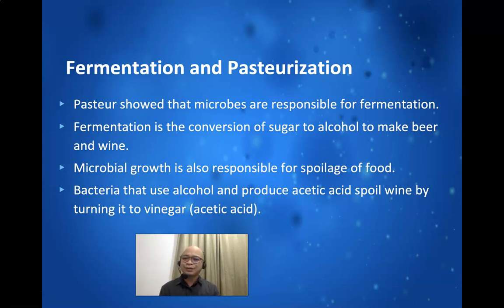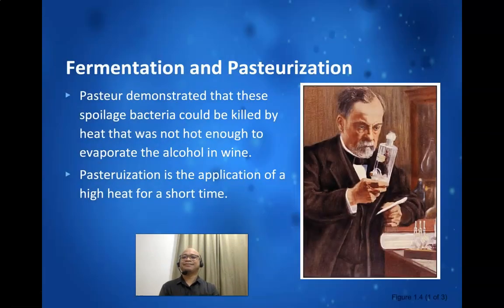So, there you have it. Fermentation is the conversion of sugar to alcohol to make beer and wine. Microbial growth is also responsible for spoilage of food. That's the reason why we do not want grape juice to be contaminated with bacteria, because instead of producing wine, you'll be producing acetic acid instead.